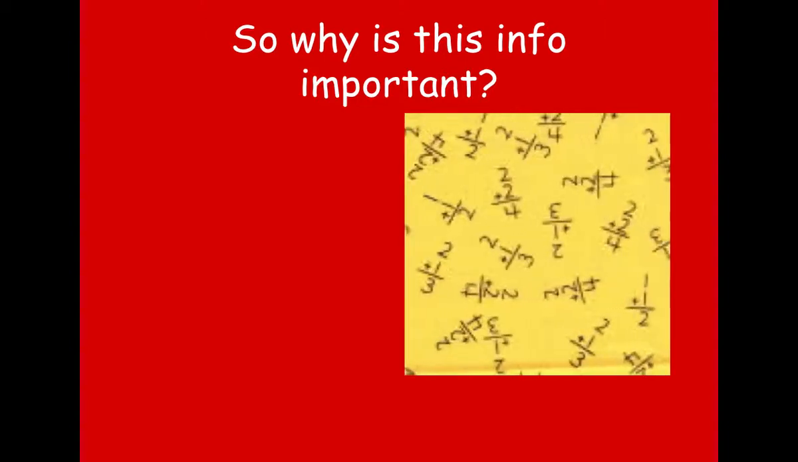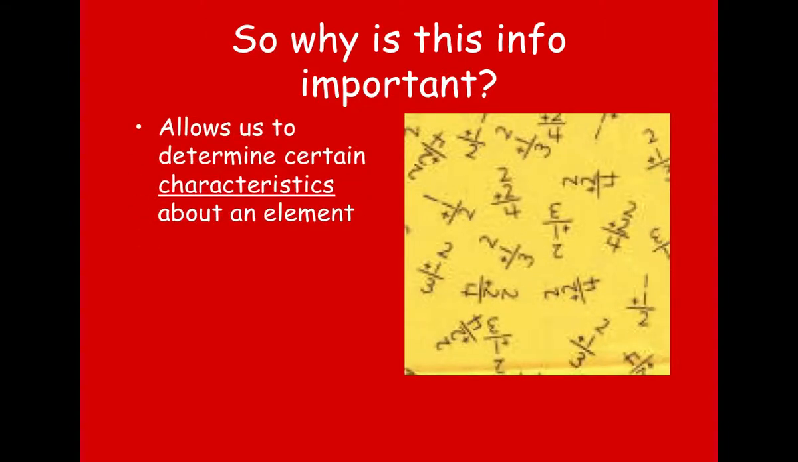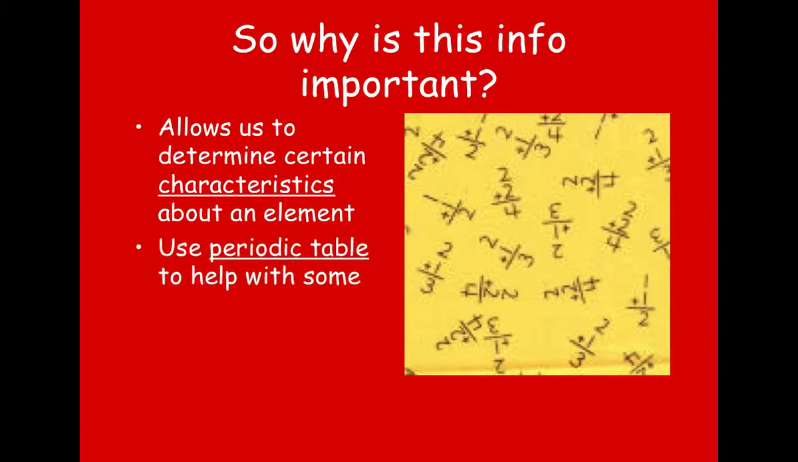Well, what it does for us is it allows us to determine certain characteristics a particular atom or a particular element has. Now we can use the periodic table to help with some of those, whereas the others are very simple math. We're talking addition and subtraction here. So the first one that we want to go through is atomic number.